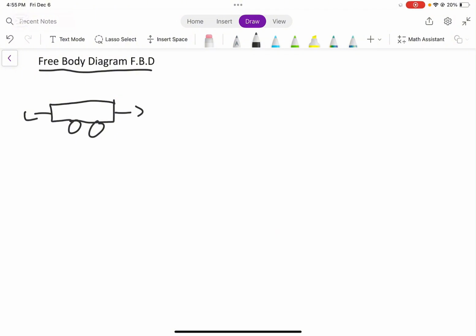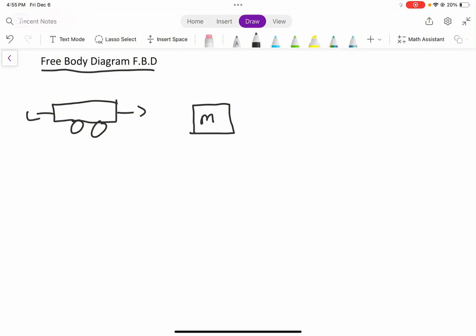There's all these different things that are acting on the car. So we want to really just keep it simple and not have to draw complex drawings, because that's really going to waste time, especially if we're working on a test. We want to just keep it simple. So we can just draw a simple box like this, put an M in the middle because we're talking about mass, and we can draw our forces.